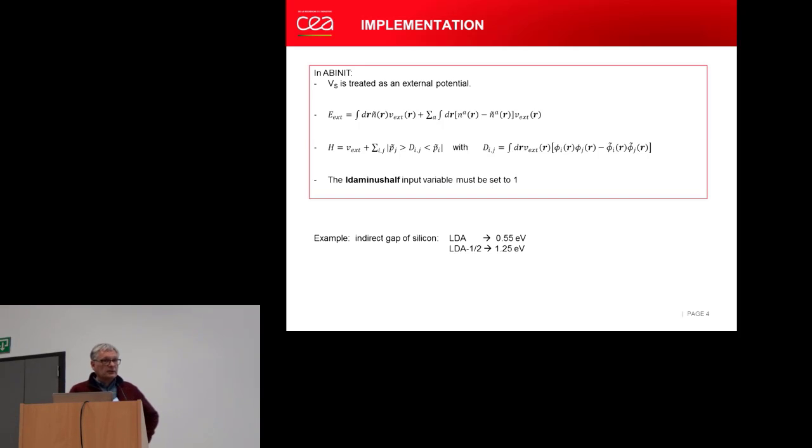What is the interest of this method, in fact, in the literature, is that it has been mainly used as a starting point for a GW calculation, because you start from wave functions that are somewhat better wave functions to describe the gap, and so the starting point is better than the Kohn-Sham ground state wave functions. There are several papers in the literature using LDA minus half like that.